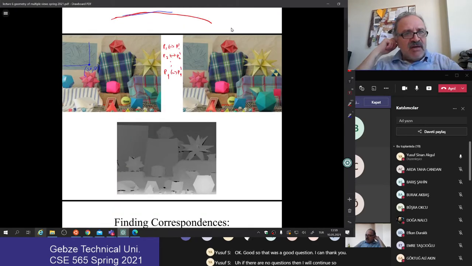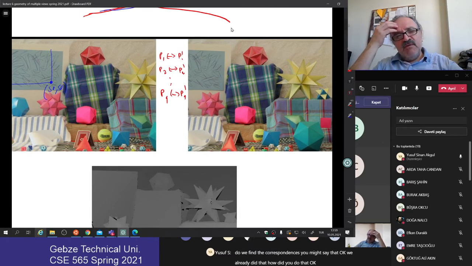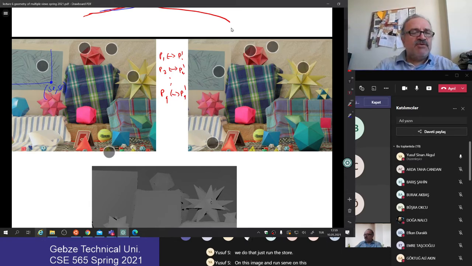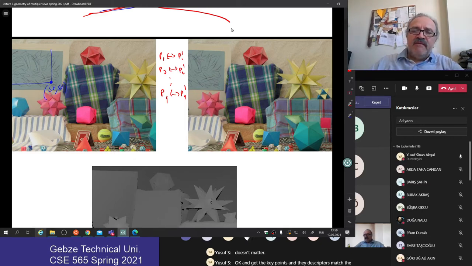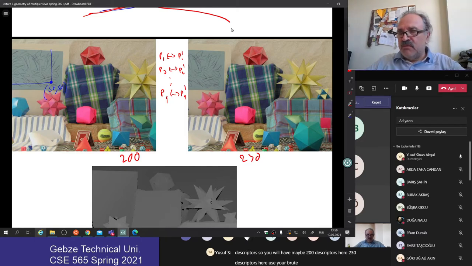So our task now is finding the correspondences. We always said that we know that point P corresponds to point Q. But how do we find the correspondences? You might say, we already did that. How did we do that? Just run SURF on this image and run SURF on this image, SIFT, SURF, doesn't matter, and get the key points and their descriptors. Match the descriptors, so maybe 200 descriptors here, 230 descriptors here. Use your brute force or FLANN matcher between these two images.